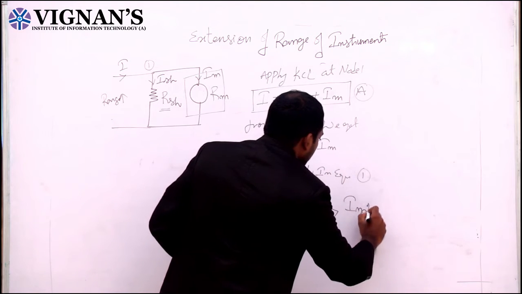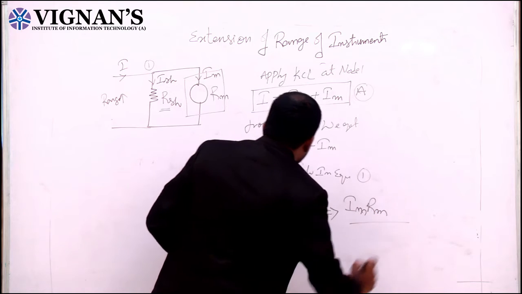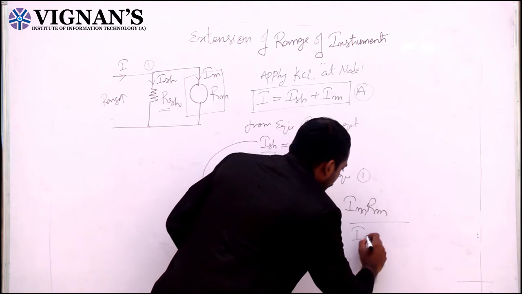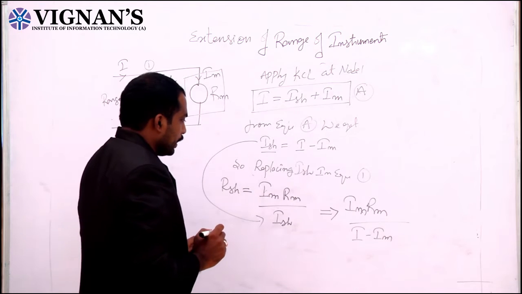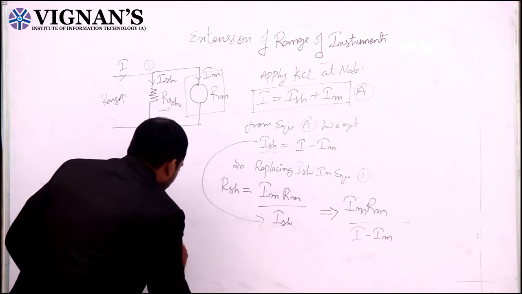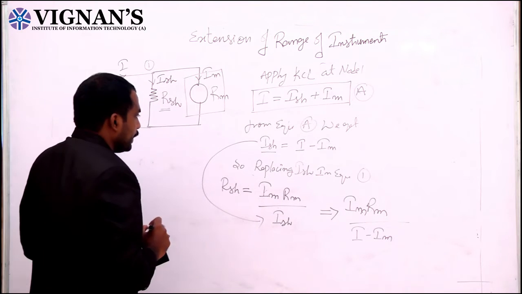IM into RM by I minus IM. We will get IM into RM by I minus IM. Now I will simplify the equation. So when you are simplifying this equation, what are you getting?